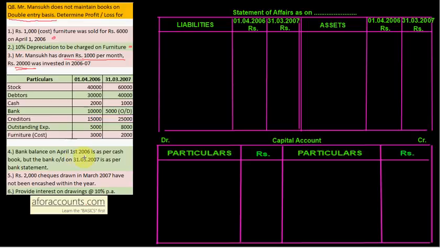Bank balance as on 1st April 2006 is as per cash book. So bank balance given here on 1st April 2006 is as per cash book, but the bank overdraft at closing, 5000 is overdraft, on 31/3/2007 is as per bank statement, but it should be as per cash book. If it is as per bank statement, make it as per cash book. Now this is one adjustment which needs to be done in the statement of affairs, because we will always take figures as per our books, not through the bank.